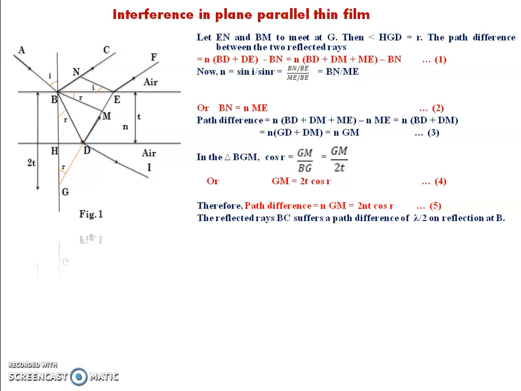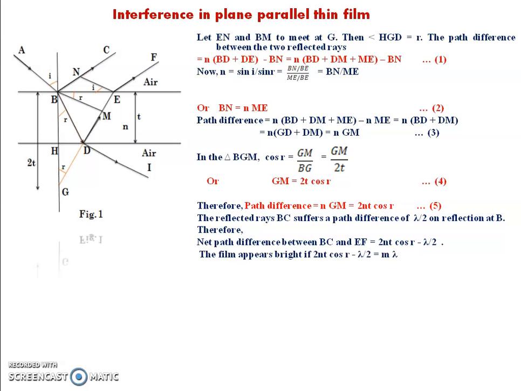The reflected ray BC suffers a path difference of lambda by 2 on reflection at point B. Therefore, the net path difference between BC and EF can be written as 2NT cos R minus lambda by 2. Now the film appears bright if this path difference is equal to M into lambda, or 2NT cos R is equal to (2M plus 1) lambda by 2, where M is equal to 0, 1, 2, 3. Let this be equation number 6.